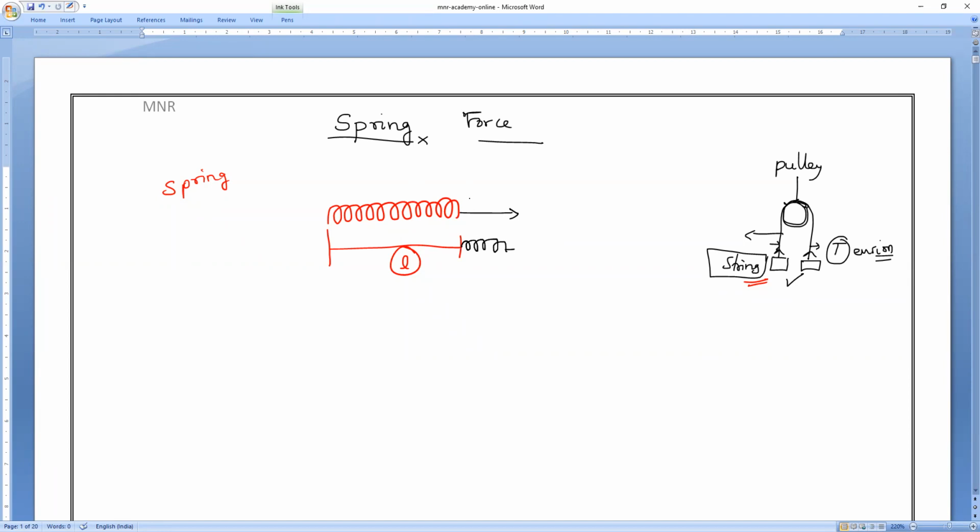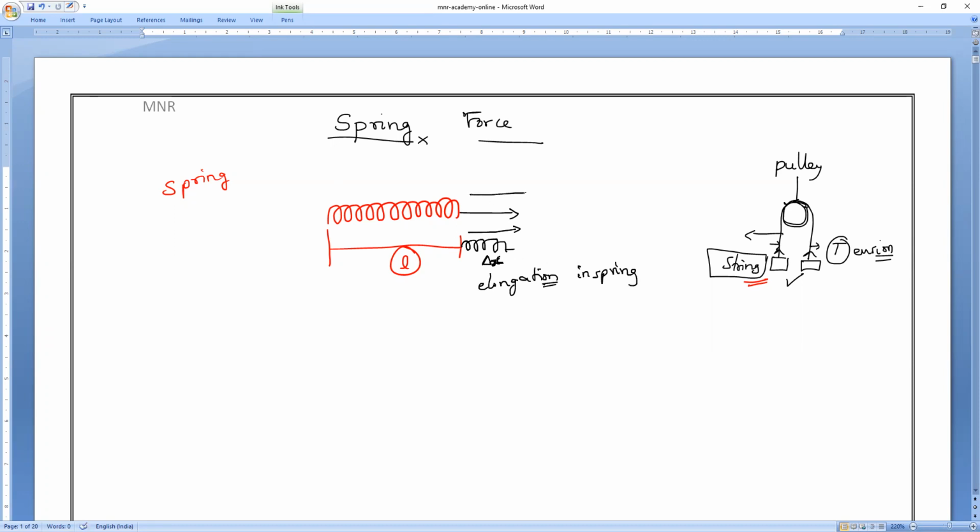If I try to stretch it, the length of the spring will be a little bit elongated. So that is what we call elongation of the spring. The change in this length is what we call delta x. What is the change in length actually? Delta x. That is the elongation. So elongation in a spring, we consider as delta x.